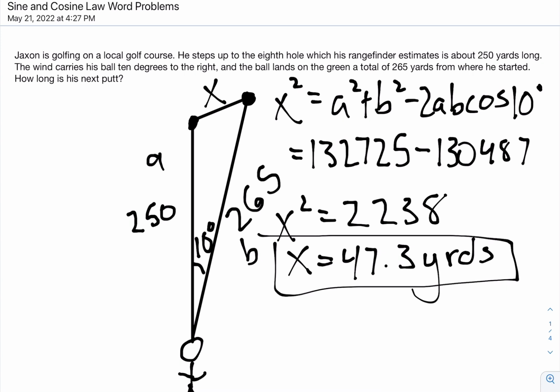So I hope this video is kind of informative into how we could use the sine and cosine law. It's not just random numbers, like I said. It's always nice to see when you can apply your math to actual problems.